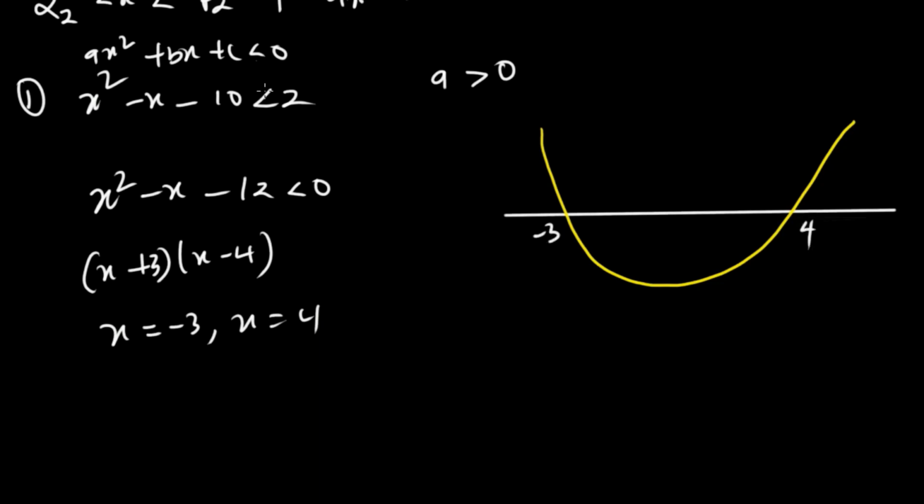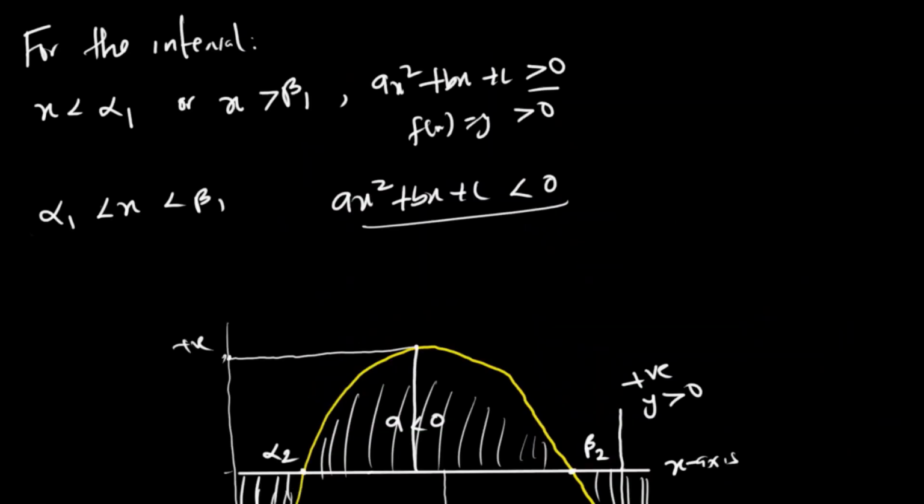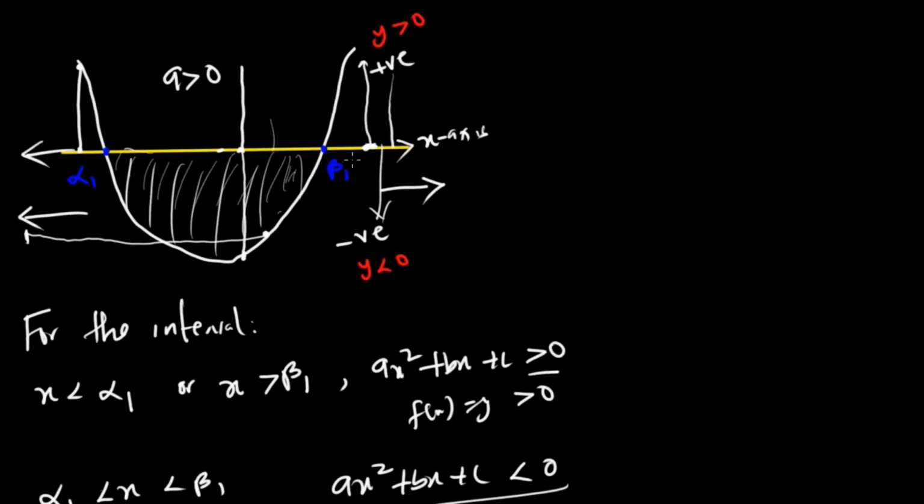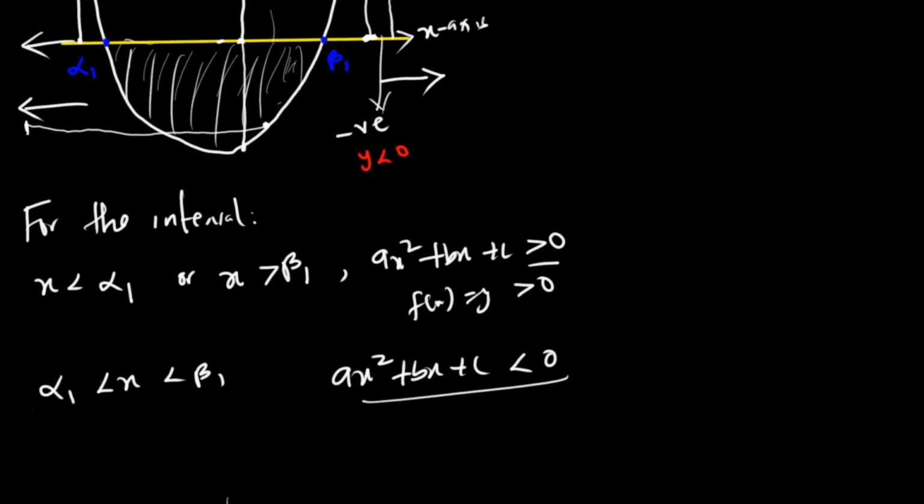So for me to have y less than 0, I know that I'm looking at the negative axis. So if I go back to the analysis I made in the first instance, we know that if you have this kind of scenario, this type of graph, for us to have y less than 0, which is ax squared plus bx plus c less than 0, this condition will be satisfied, which is alpha 1 less than x less than beta 1.